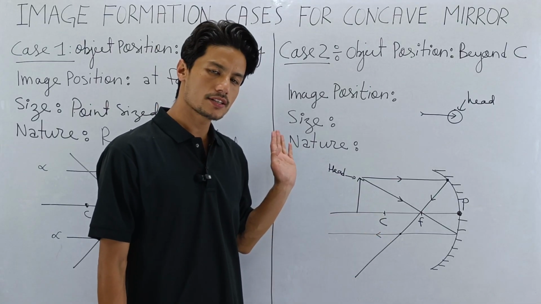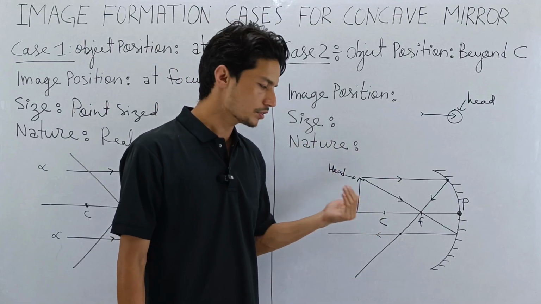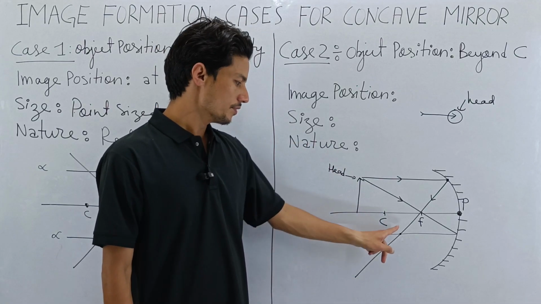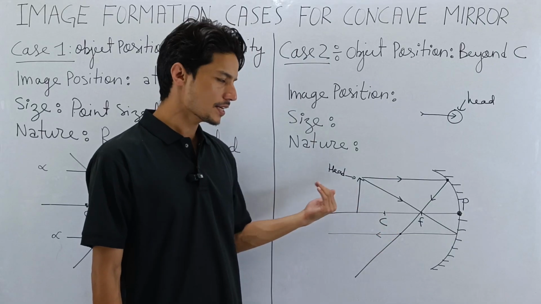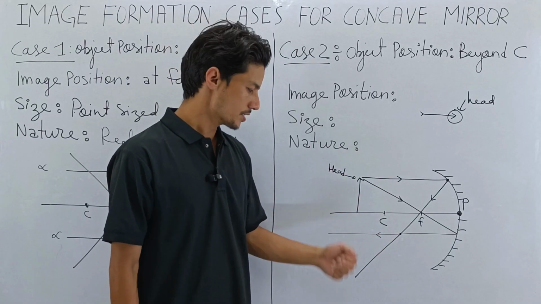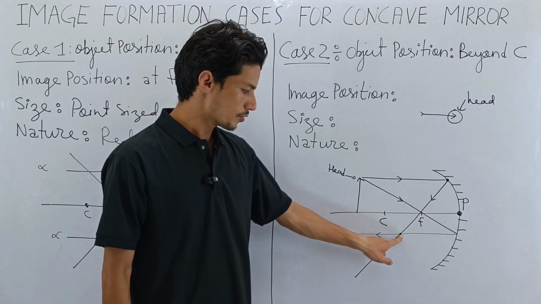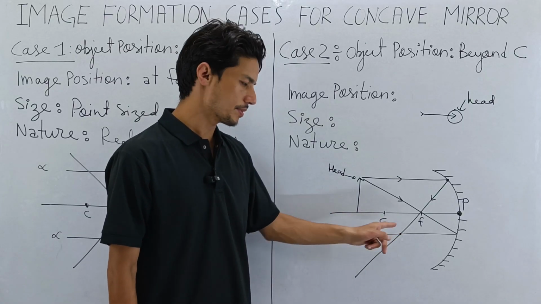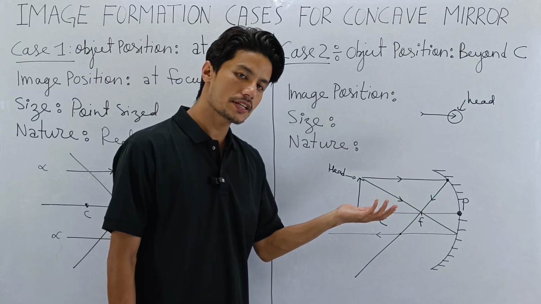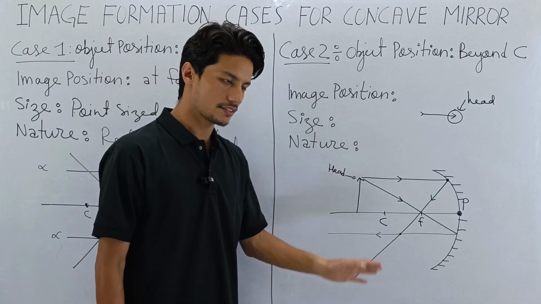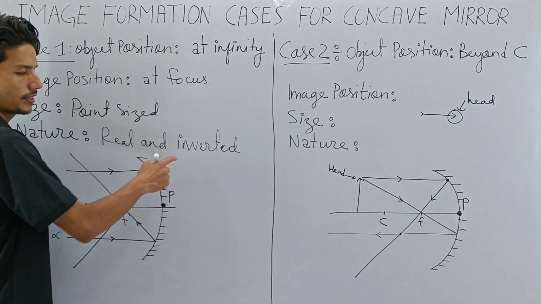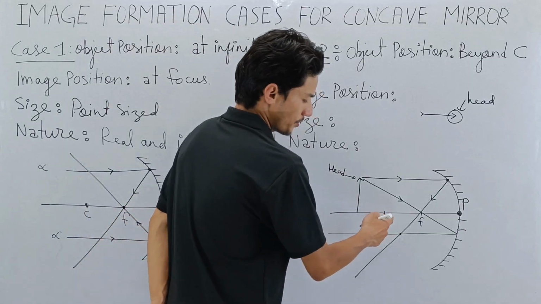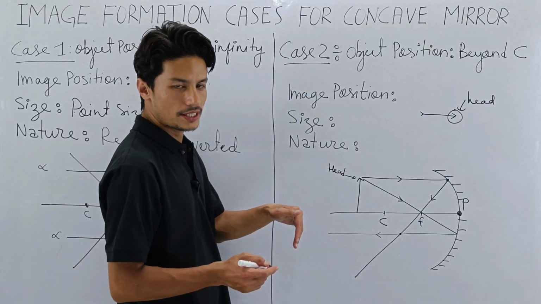What did I just say earlier? How do we know that the image is real or not real? If the image is formed on the same side as the object, then it is a real image. Object is here. Image will be formed here. So are they on the same side of the object or not? Yes. So it will be a real image. If it is a real image, then will it be erect or inverted? It will be inverted. Real and inverted. So the image will be a real image, but it will be an inverted image.